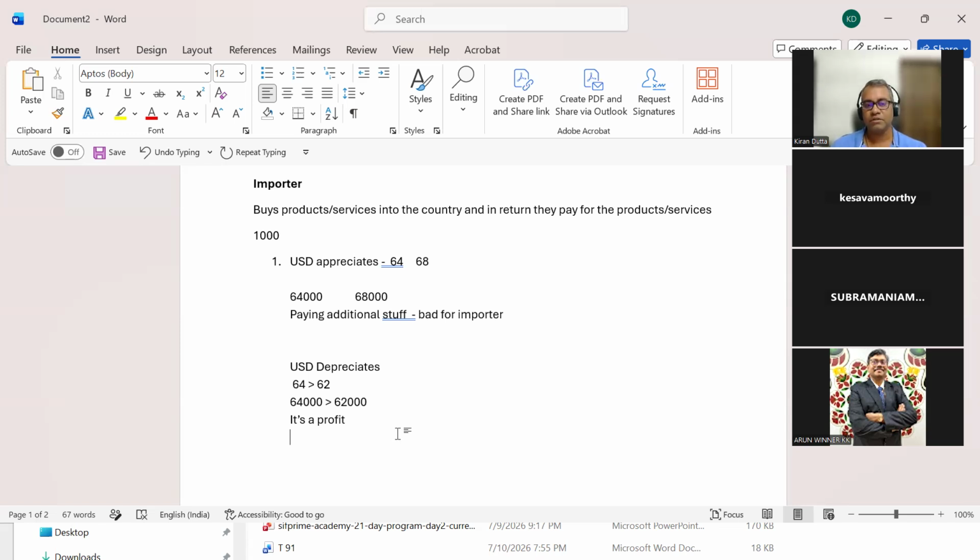Whenever the currency moves, there are two ways the currency can behave, right? Either it can appreciate or it can depreciate. If I'm an importer, what should I be most worried about in this instance? I need to be worried mostly when the currency is appreciating. When the currency depreciates, I don't care, that's totally fine for me. It is actually beneficial for me, right?